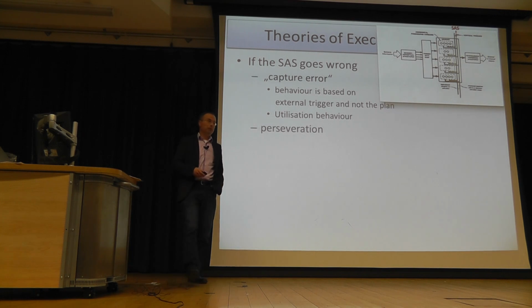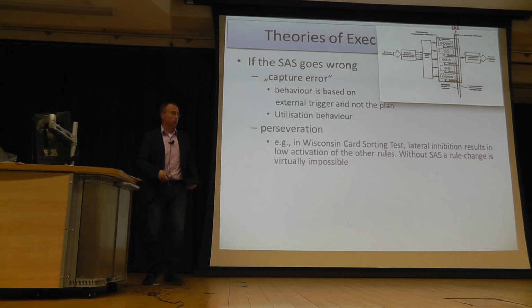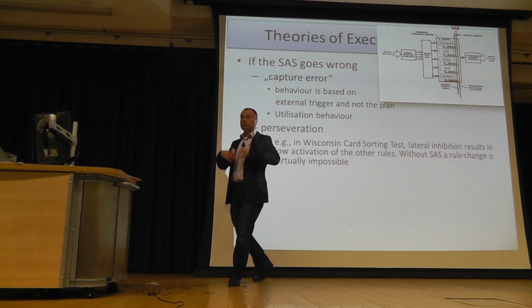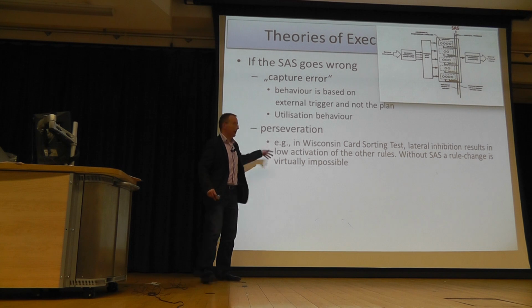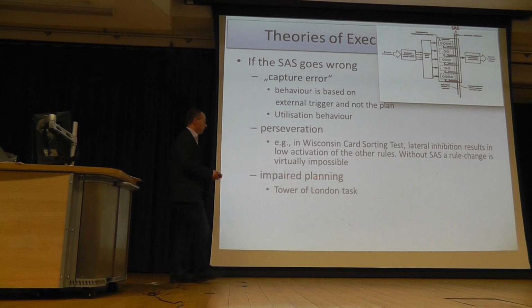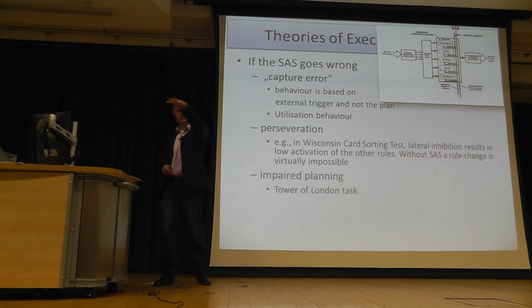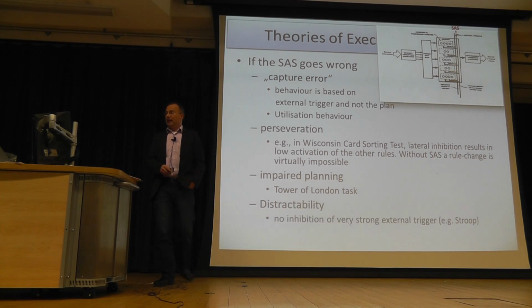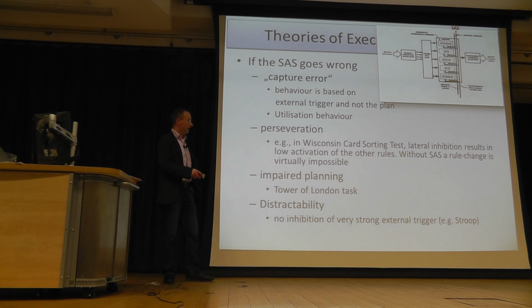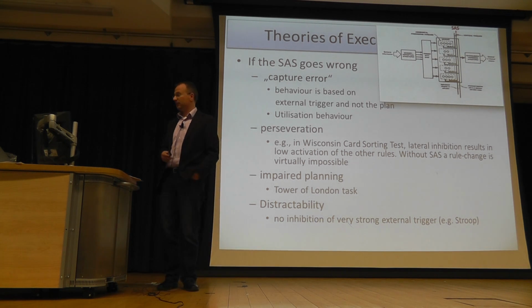We have problems, especially again in patients with perseveration. Like in the Wisconsin card sorting test, we will see that in a moment, people get stuck with a certain rule. I will explain that in more detail when we speak about the test. We have impaired planning, which is investigated in the Tower of London task, for instance, with the 3 pegs where you have to move the discs. And we have distractibility. So people with SAS problems often have severe problems with the Stroop task, for instance, where you have to name the color of the ink of words.